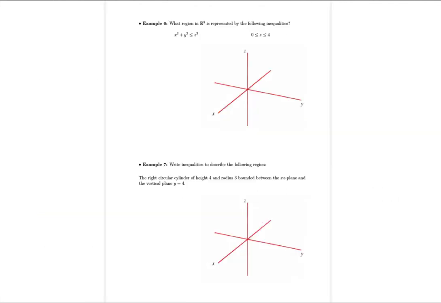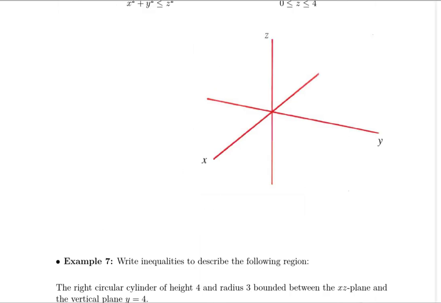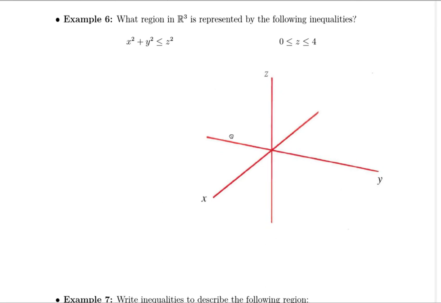All right, so on this last page, we're going to address inequalities in 3 dimensions and try to get a sense for what's happening with these. So here it says, what region in R3 is represented by these inequalities? So they give us, on the one hand, x squared plus y squared is less than or equal to z squared. And then they're saying that z is between 0 and 4. Okay. So like we did earlier when we graphed a few things, let's look at some particular values of z.